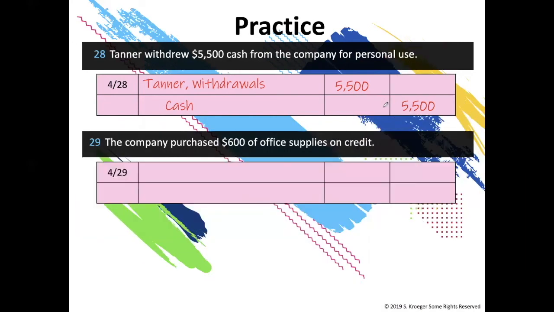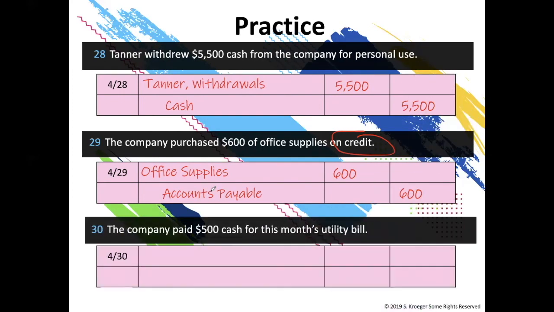Okay, on the 29th, the company purchased $600 of office supplies on credit. So we are getting office supplies, and since it's on credit, it means that we will owe this money for the future. Office supplies is what type of an account? An asset. And are we getting supplies here or getting rid of them? Well, we're getting supplies here. So my asset is going to increase as a debit. Okay, we have office supplies. This account is going up by $600. Now, normally it would be cash if you paid in cash, but we didn't. So in this case, it would be accounts payable of $600.